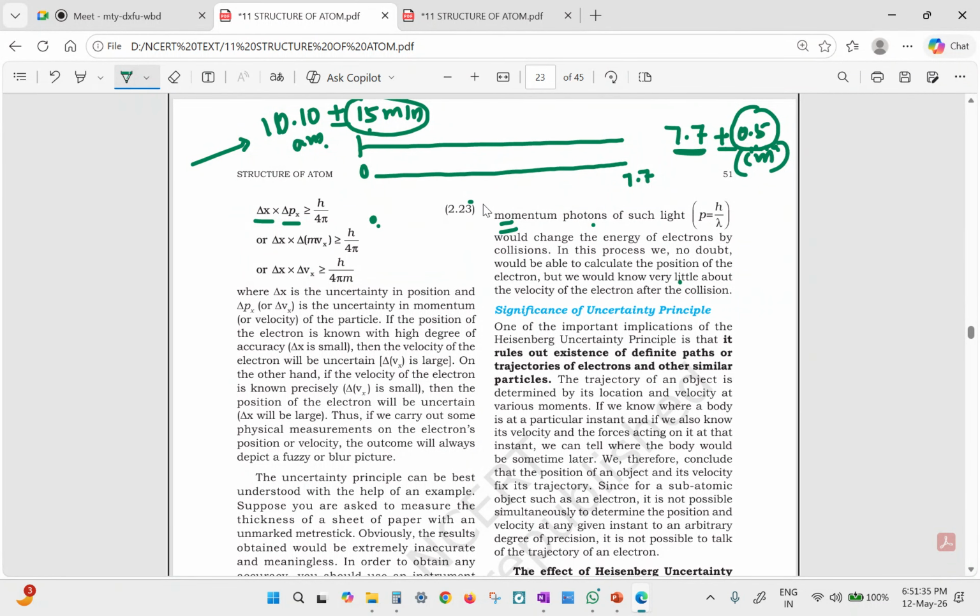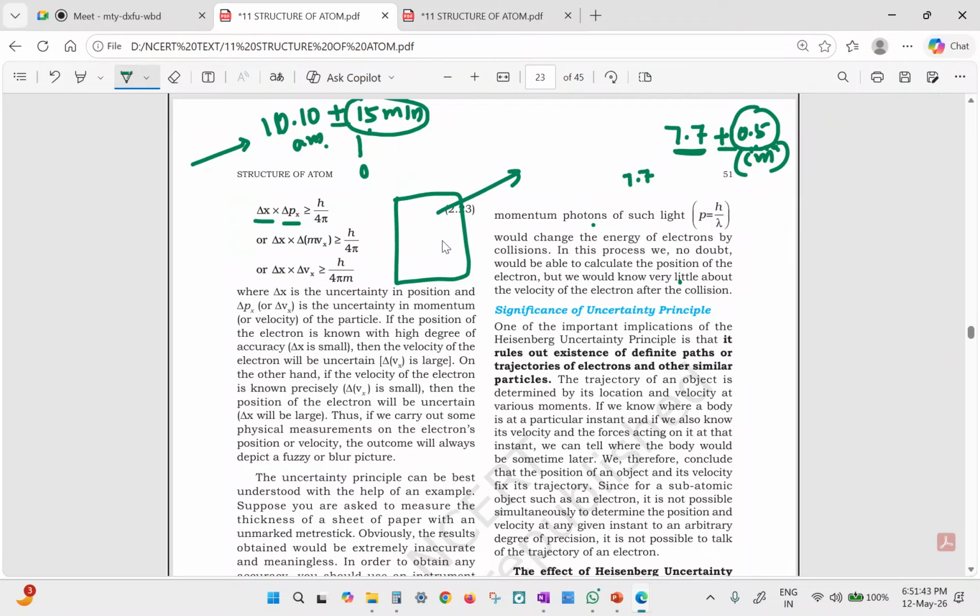For example, if I'm giving you a packet full of cashews and I'm asking you to look at it and tell how many cashews are there, you will say, ma'am, it may be 100 plus or minus 10 pieces. This is the uncertainty. Understood?